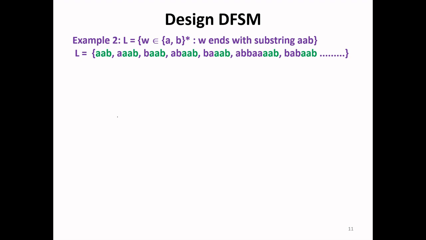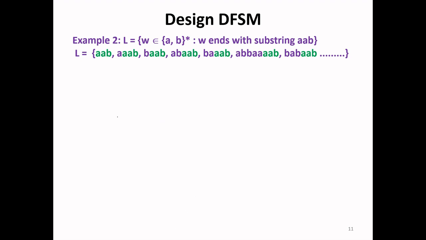Let us take up another language containing all possible strings of A's and B's ending with substring AAB. The previous DFSM we designed was having a substring AAB, whereas this language has all possible strings ending with substring AAB. So the first possible string in this language is AAB. So to design an FSM for this string AAB, we need 4 states.